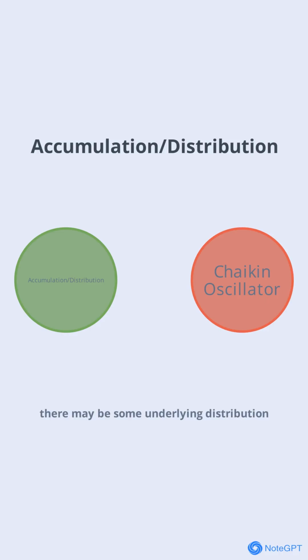It suggests that despite the price gains, there may be some underlying distribution with sellers active at higher prices. Watching these indicators can help identify whether a rally is being supported by genuine buying or if it's losing steam.